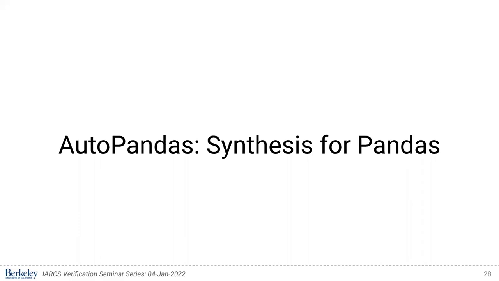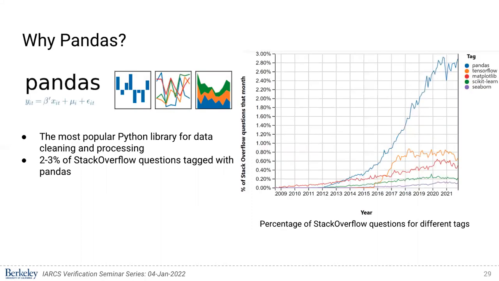And AutoPandas, as the name suggests, is a synthesizer for the Python pandas library. So why did we pick pandas at the time? Well, it was and it still is the most popular library in Python for manipulating and processing data. It is also the most asked about. In fact, 2 to 3% of all Stack Overflow questions are tagged with pandas. The graph on the right shows how that compares against other popular libraries such as TensorFlow, PyTorch, Matplotlib, etc. So because of this gap, we thought pandas was a good place to start.